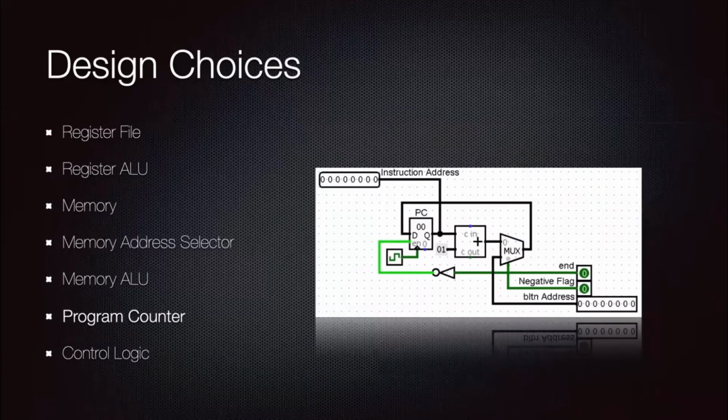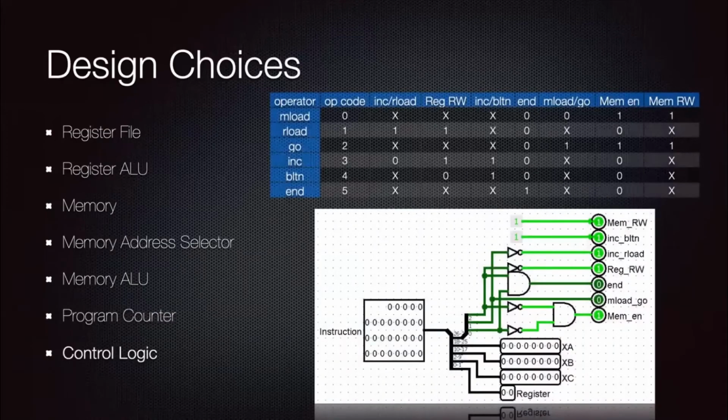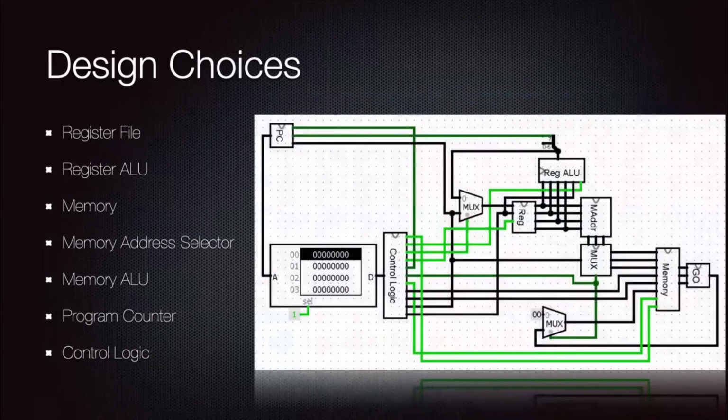Program counter. The only notable thing here is how we're using the most significant bit from our branch output to determine if the result is negative. This could have been implemented in a better way. We have control logic. And those are our block diagrams.